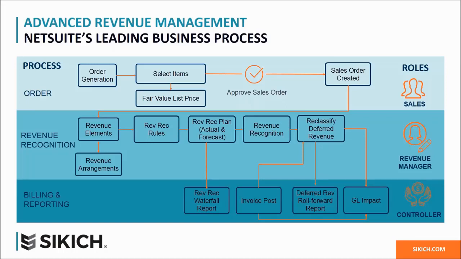At this point, I can also call out that revenue arrangements support approvals. So every time a new arrangement is created, a revenue manager can go into the system, review the arrangement, review the allocations, make sure everything looks good, and approve it before you take the process any further.